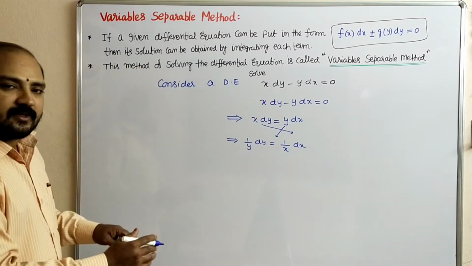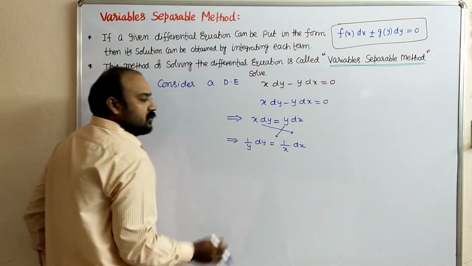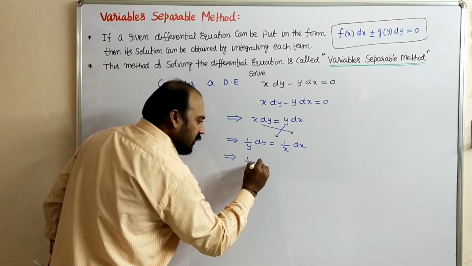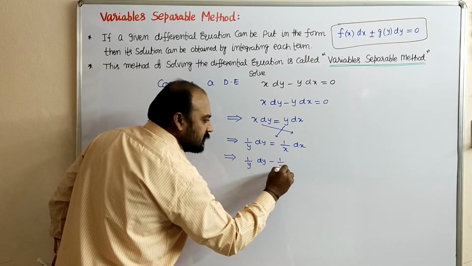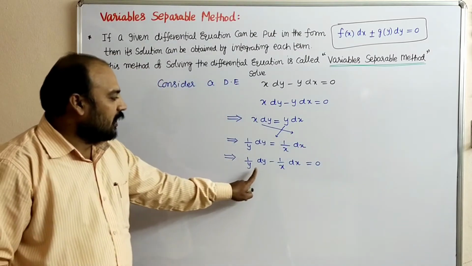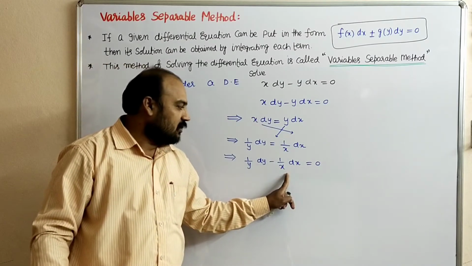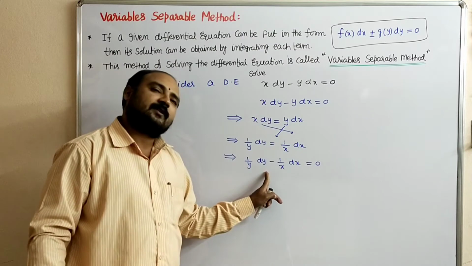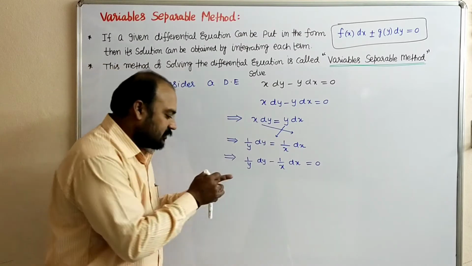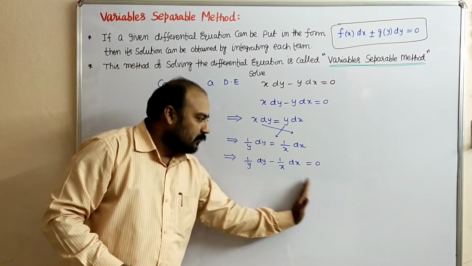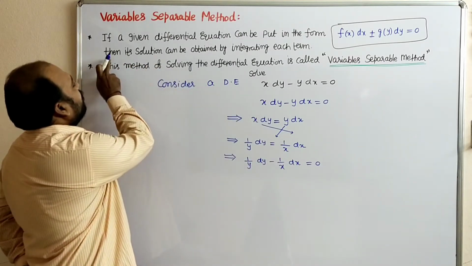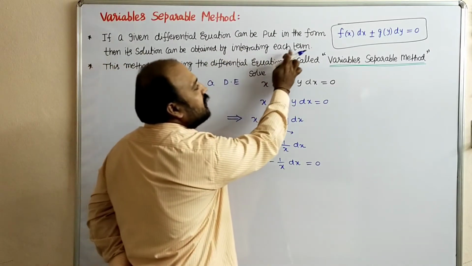We can leave it like this or we can put it in this form also. Taking the complete value to this side, 1 by y into dy minus 1 by x into dx. It is exactly in the form of f(y) dy plus g(x) dx, or g(x) dx plus f(y) dy. Like this also we can consider. As soon as we separate the variables, the y variables are separated and the x variables are separated, then take integration in every term. Its solution can be obtained by integrating each term.